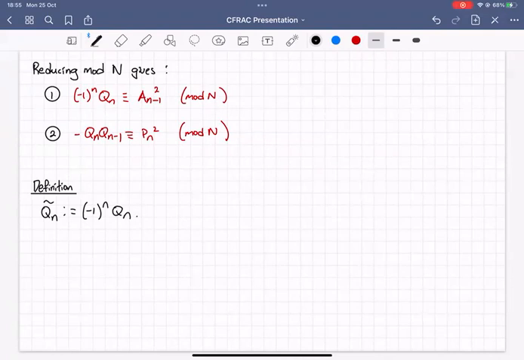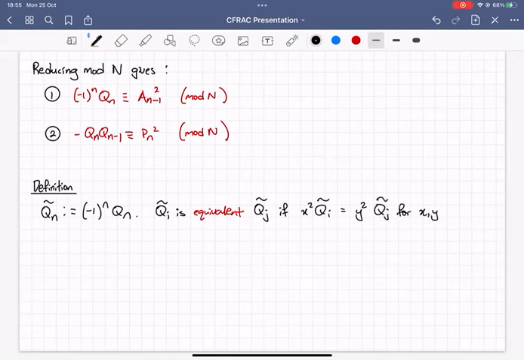Following on from how I defined Qn tilde, we have Qi tilde is equivalent, which is just the word that I came up with, to Qj tilde if x squared Qi tilde is equal to y squared Qj tilde for x, y integers. You'll see why this is important later on.